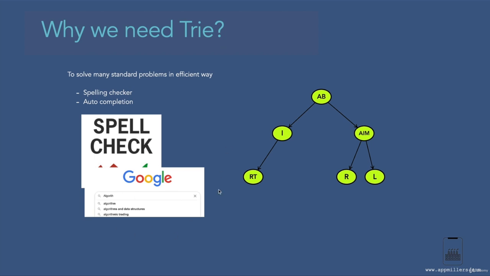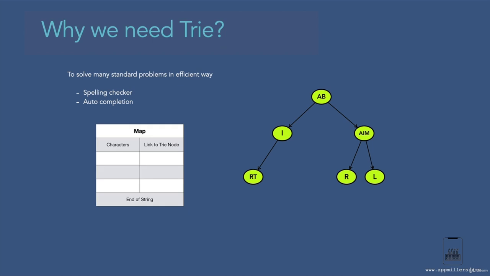Finally, one more thing to note is that the nodes that we are seeing over here are very simplistic. In the actual world, this is how a typical node will look. It will have characters and a link to the trie node, which is linked to its children. It also has a property of end of string. Here you can see that for some characters we are going to set end of string yes, and for some characters we are going to set end of string no.